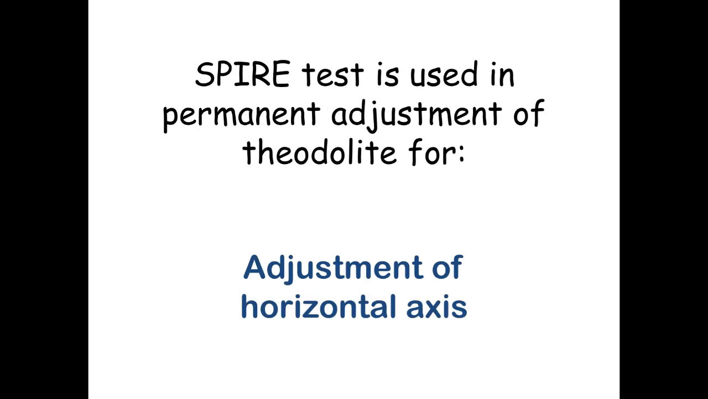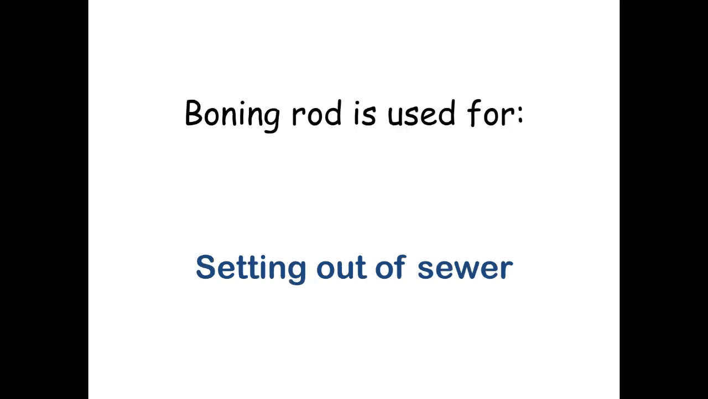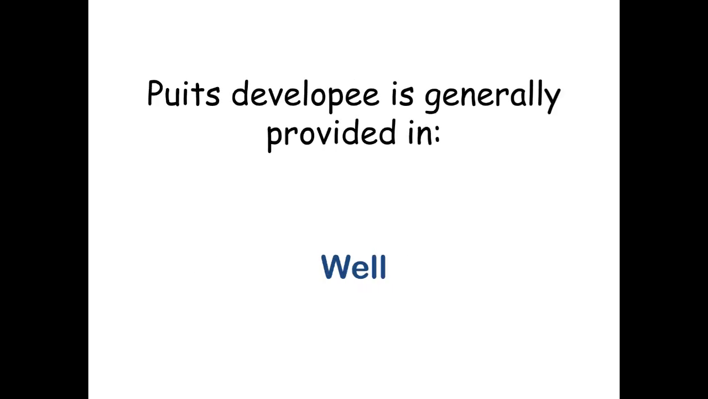Spire test is used in permanent adjustment of theodolite for adjustment of horizontal axis. The 2 and 3 point problems are method of orientation and resection. Boning rod is used for setting out of sewer. Development is generally provided in well.